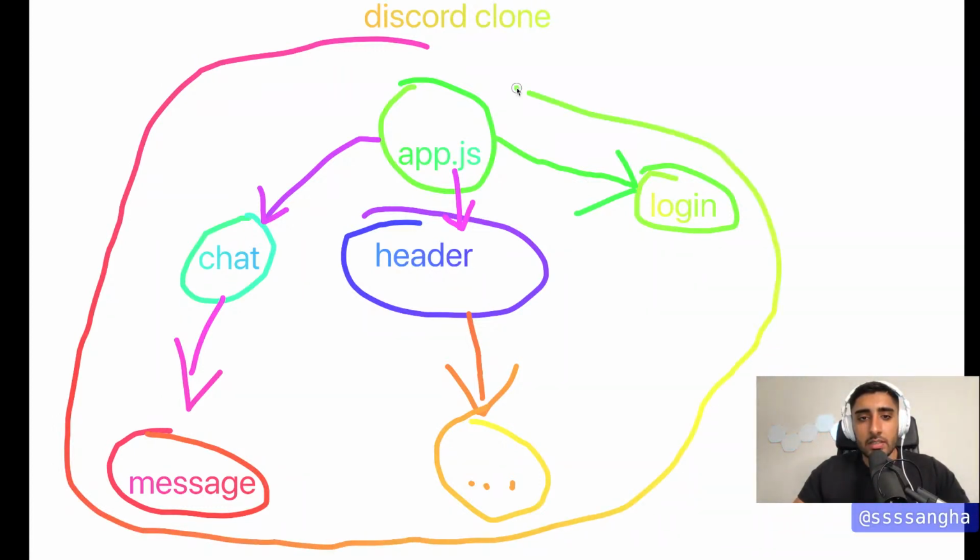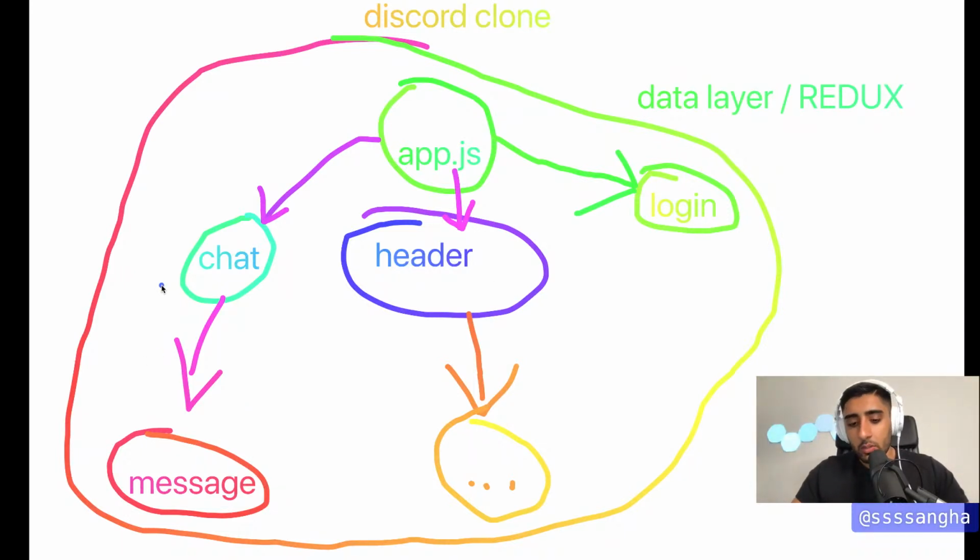It's like an onion, and this is what we call our data layer. I like to refer to it as the data layer, or in this case, it's going to be Redux. Now the data layer has multiple slices inside of it, just like an onion. You have different slices in your onion.